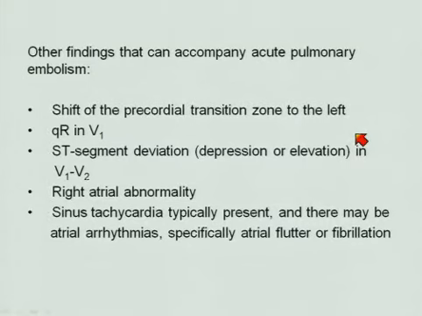Other findings that can accompany it are a shift of the precordial transition zone to the left, and importantly, ST segment deviation in the right precordial leads in V1 and V2. It can either be ST depression or ST elevation. Right atrial abnormality and sinus tachycardia are present, or there may be atrial arrhythmias, and we always are suspicious of PE in a patient who presents with new onset of atrial flutter.